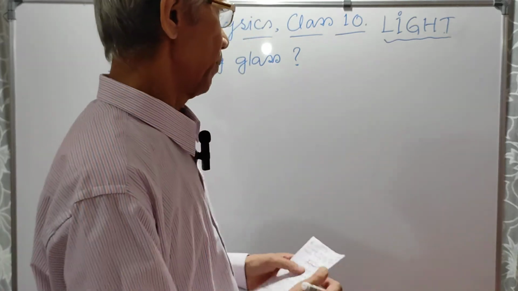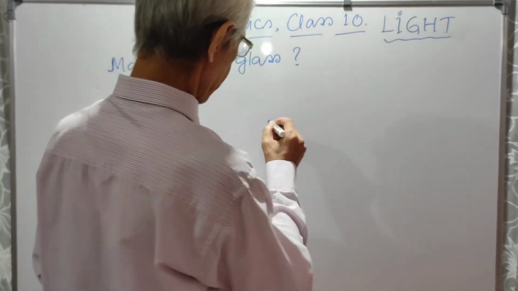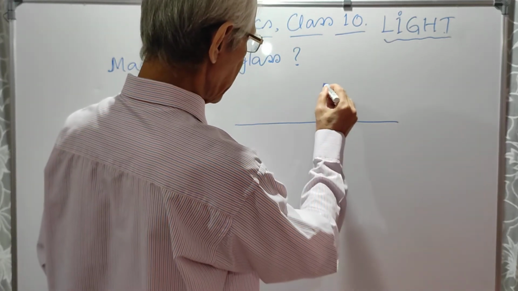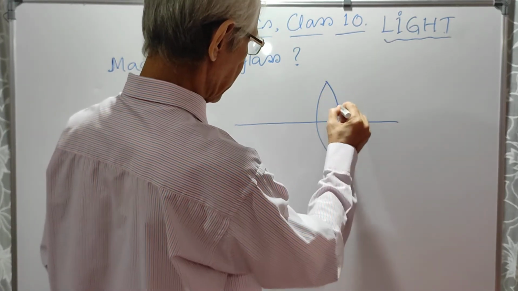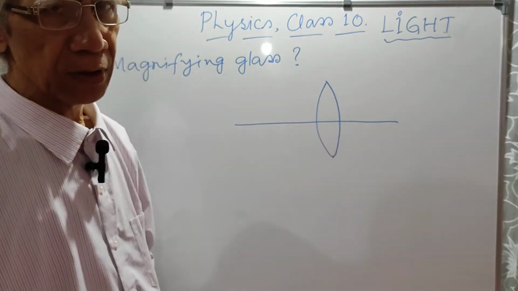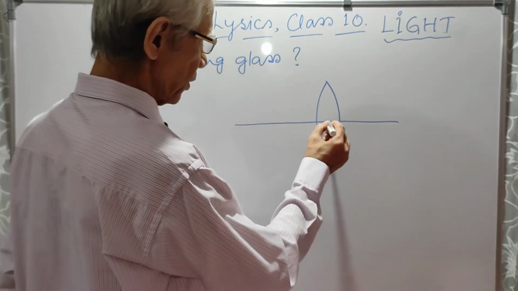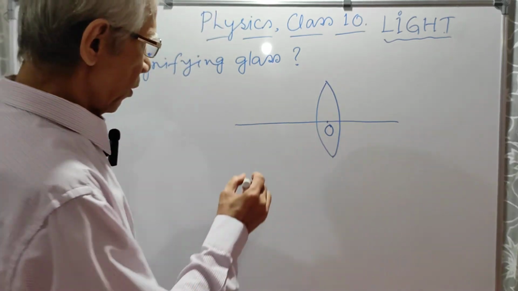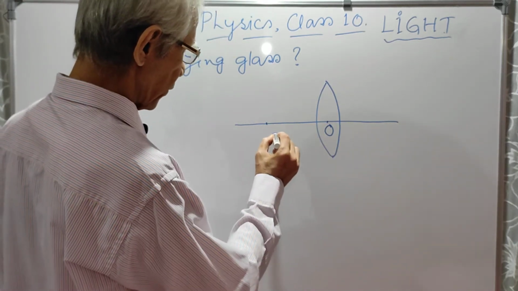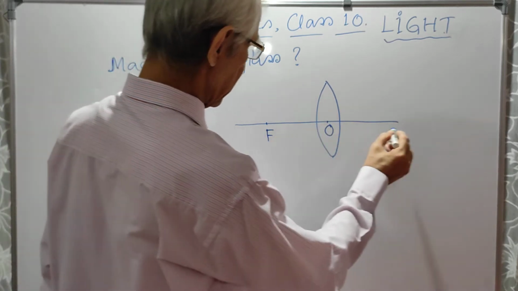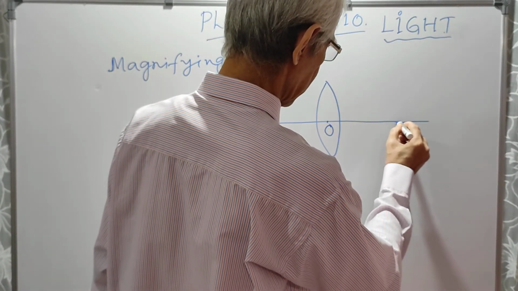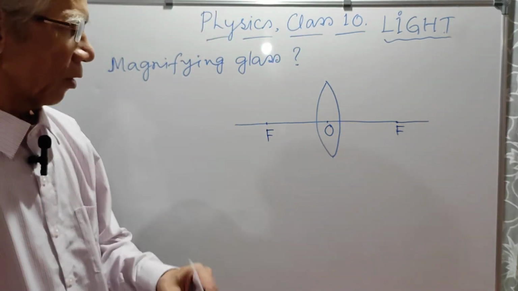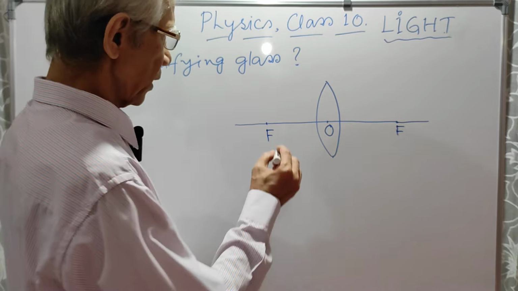Now, let us see a diagram. This is a converging lens or convex lens. All right. This is the optical center O. Now, this is a focus. This side, this is the focus. Now, consider an object here.